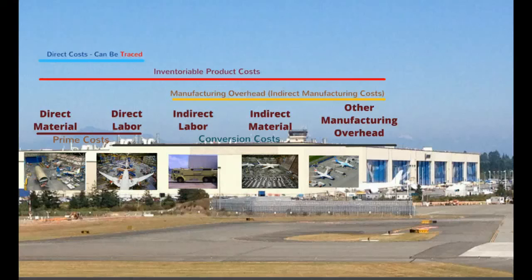Taken together, both labor costs, indirect material, and other manufacturing overhead are conversion costs, the cost of converting direct material to the final product. And again, we've been talking about manufacturing costs, inventoriable product costs. So these are the terms we use when we're talking about costs of a physical product that's manufactured, of a manufactured product.